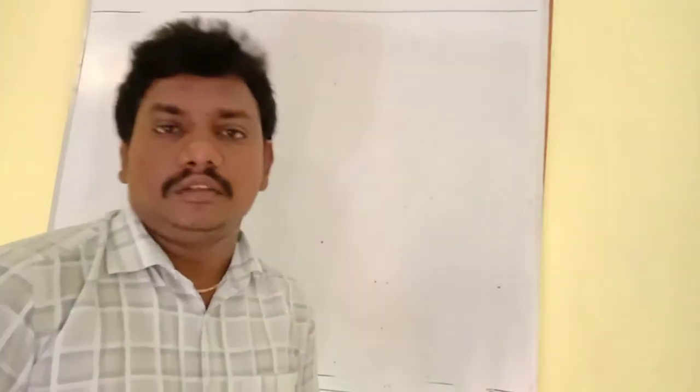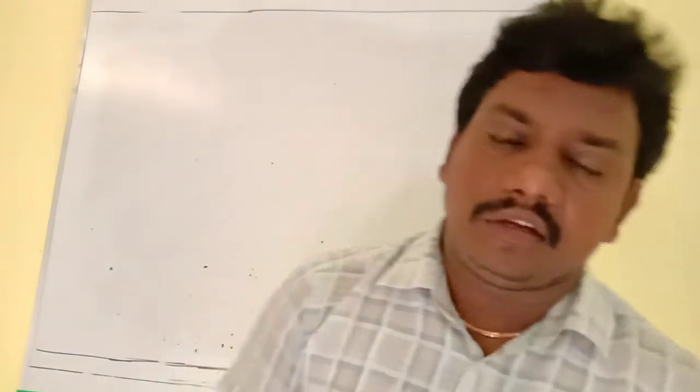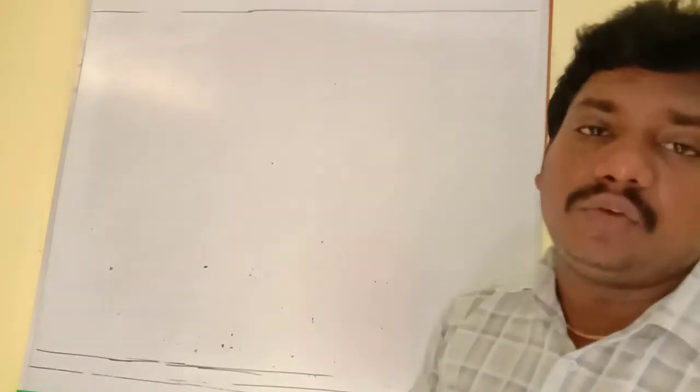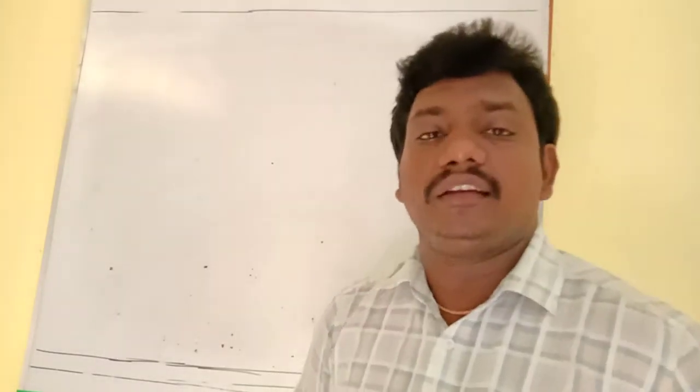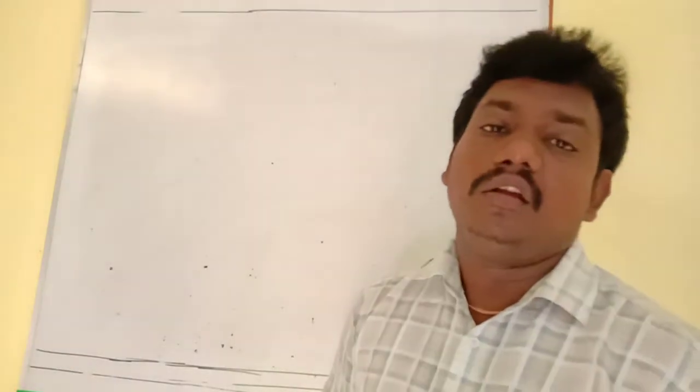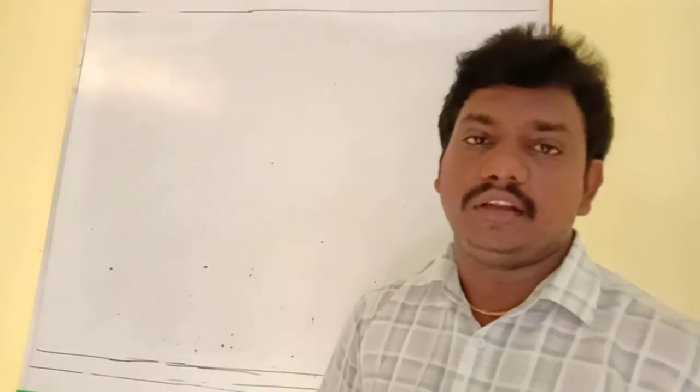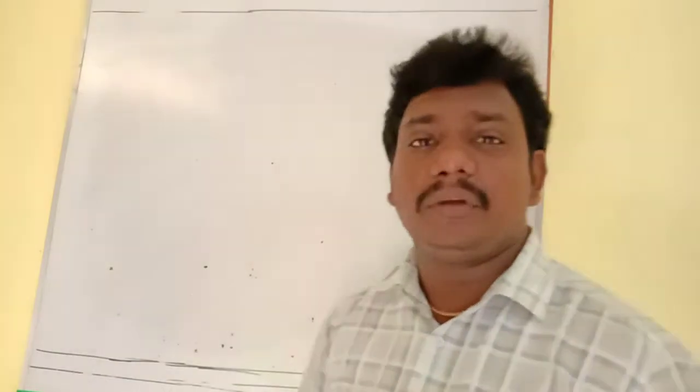Hi students, so now we are going to discuss the graph of a quadratic polynomial. By using that graph we are going to find the zeros of the quadratic polynomial, and also we are going to verify the zeros. Very important topic this is.